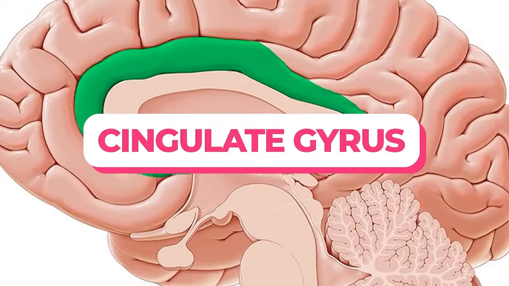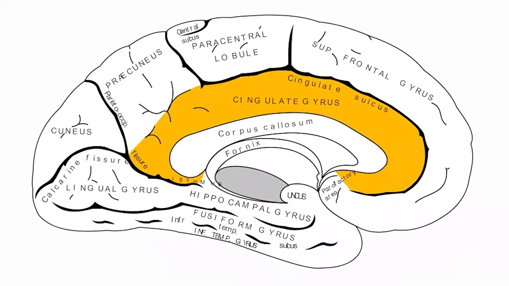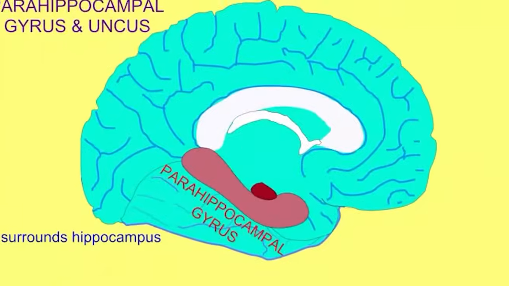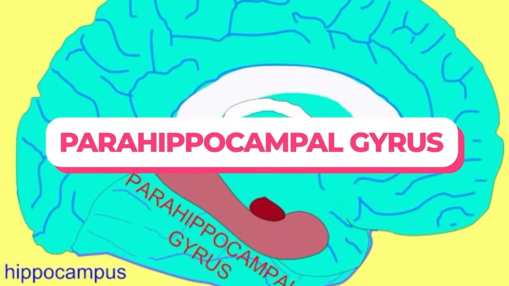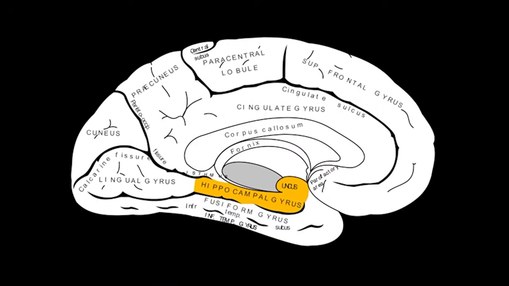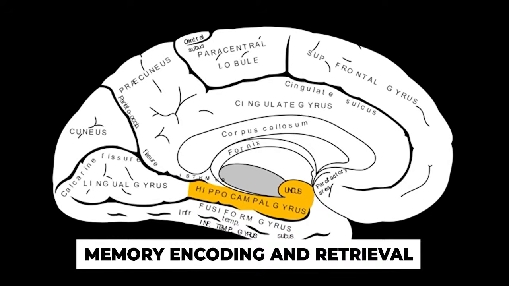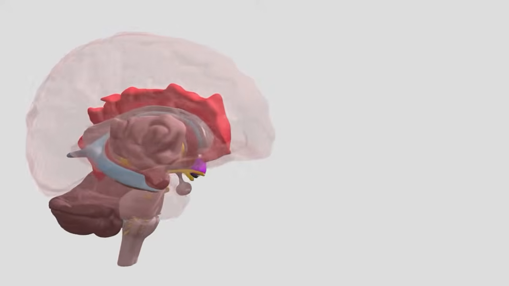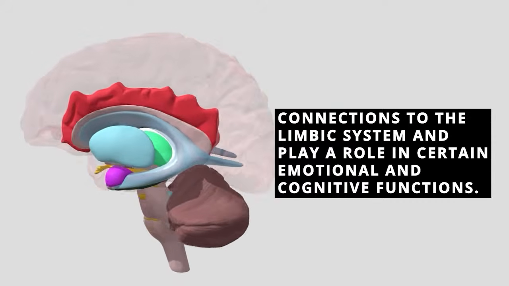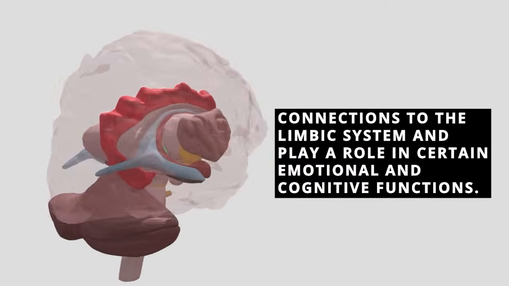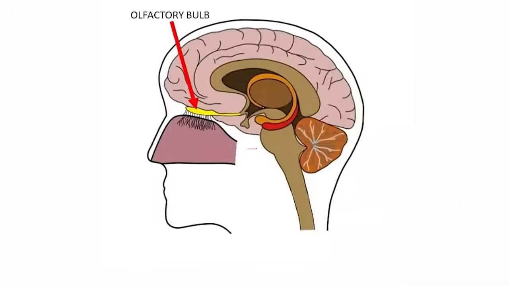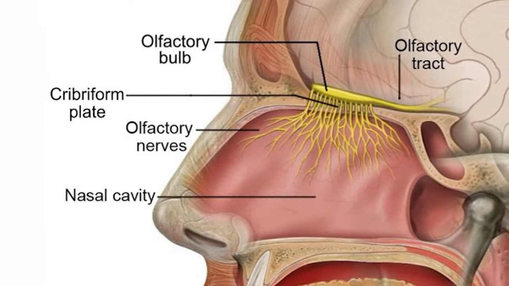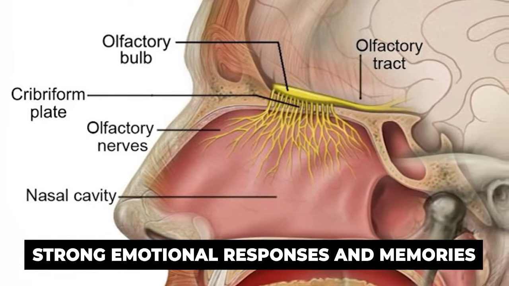Cingulate gyrus. An arc-shaped region that plays a role in regulating aggressive behavior and linking behavioral outcomes to motivation. Parahippocampal gyrus. Surrounding the hippocampus, this region plays a role in memory encoding and retrieval. Basal ganglia. While often associated with movement, the basal ganglia have connections to the limbic system and play a role in certain emotional and cognitive functions. Olfactory bulbs. These are involved in the sense of smell, which can evoke strong emotional responses and memories.